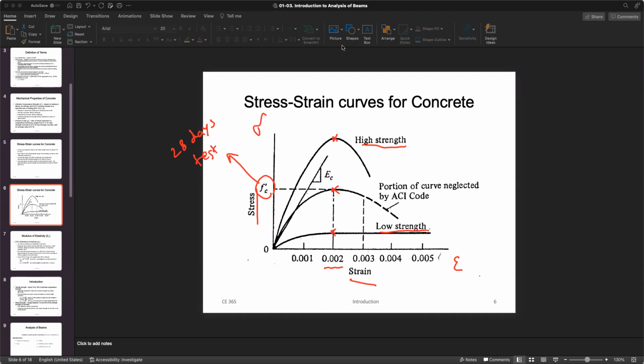Let's read a couple of other pieces of information. As you can see here, this number, 0.02 strain, is corresponding to F prime C, no matter how much your F prime C is. Usually this is how much deflection your concrete can take to reach F prime C. How much strain you can take. So I'm going to write under it: corresponding to F prime C, correct?